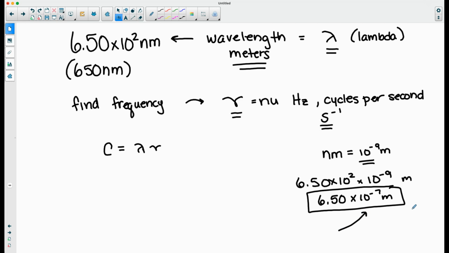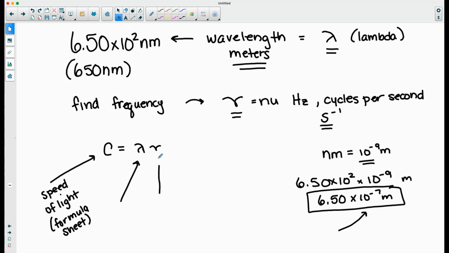So now that I have my wavelength in meters, I'm going to look up the speed of light on the formula sheet, and I'm going to plug in my wavelength here, and this is going to be my x. So why don't you put all of that in, looking at your formula sheet, looking at everything else, and see if you can calculate the frequency.